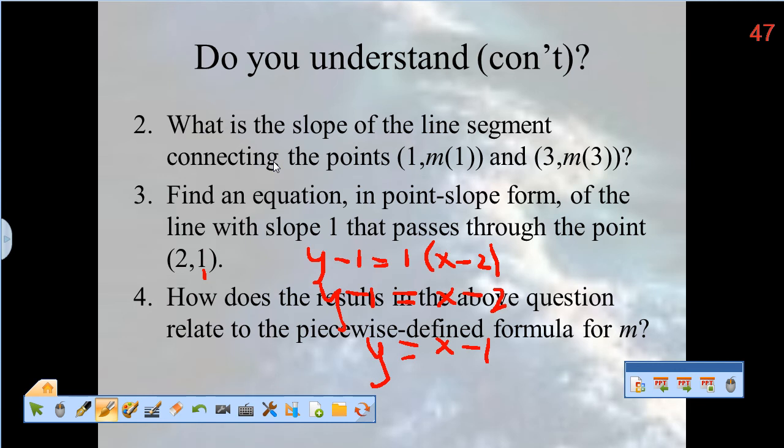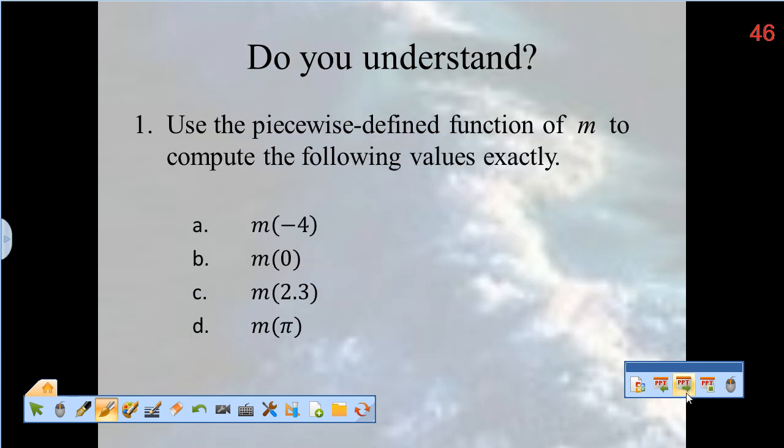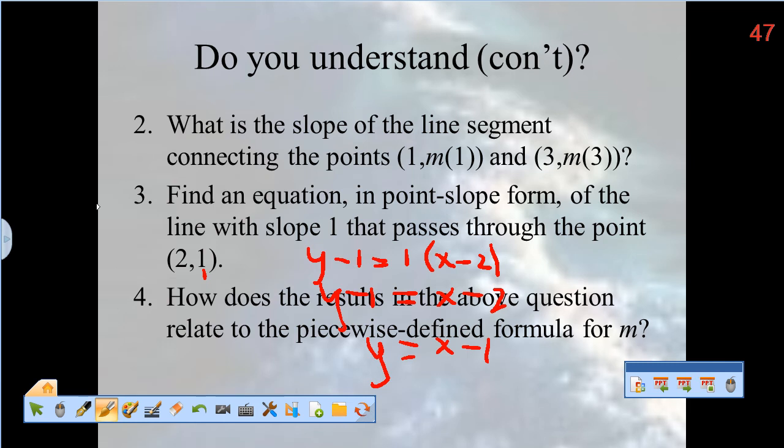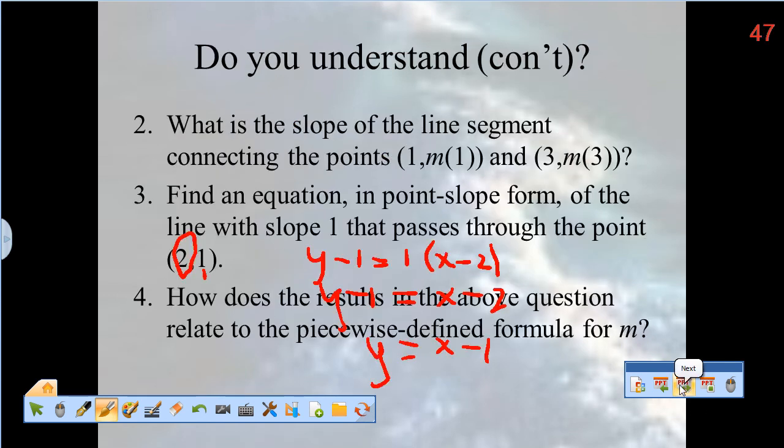And it says, how does the result in the above equation relate to the piecewise defined formula for M? Well, we go back. Notice that you have the point 2, 1. So your x value is 2. So let's go back to where x is 2. When x is 2, that's right here. And what did you get for an answer? X minus 1. They're the same.